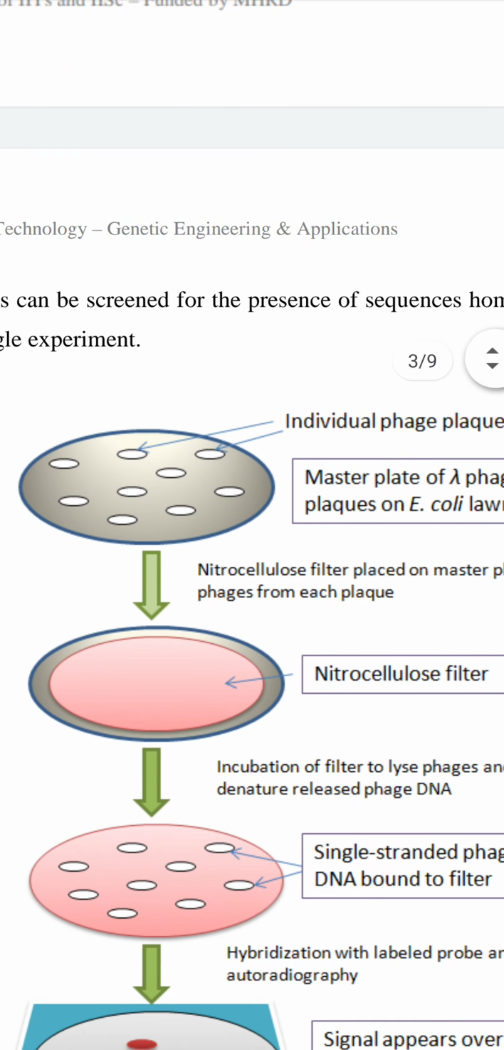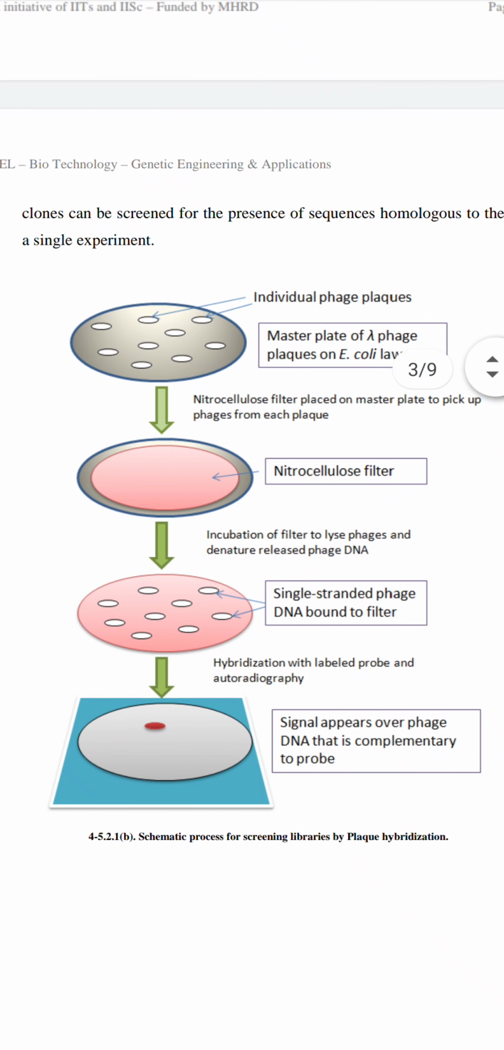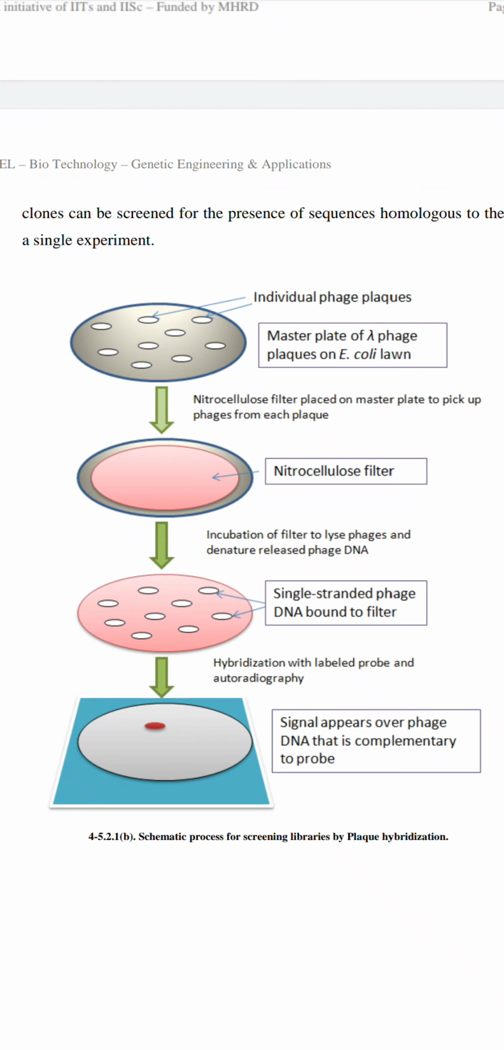So this is the technique that you can see here, the plaque hybridization or the plaque lift. You can see the individual phage plaques on the master plate of lambda phage plaques on an E. coli lawn, right?